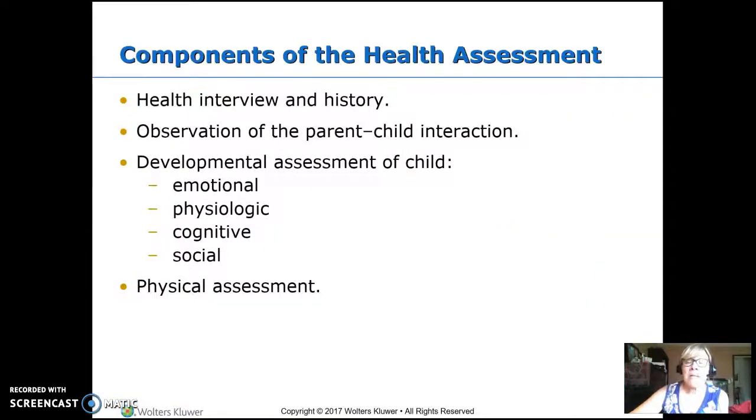So the components of your health assessment: you're going to get a good health history by interviewing the parent and child, but along with that health history, you're looking at the interaction between the parent and child. Do they interact appropriately? Do they seem well bonded? You're going to ask about the developmental assessment for the child, emotional as well as physical, cognitive, and social. And then you're going to get your physical assessment.